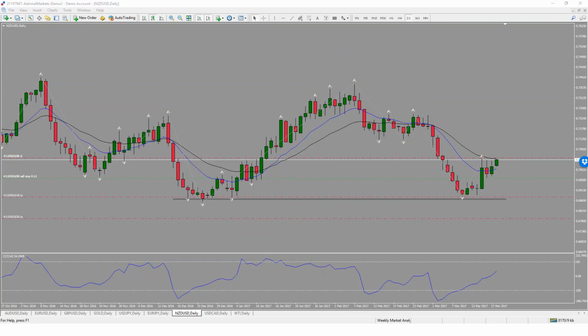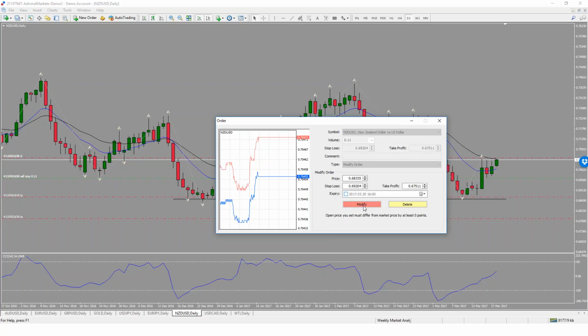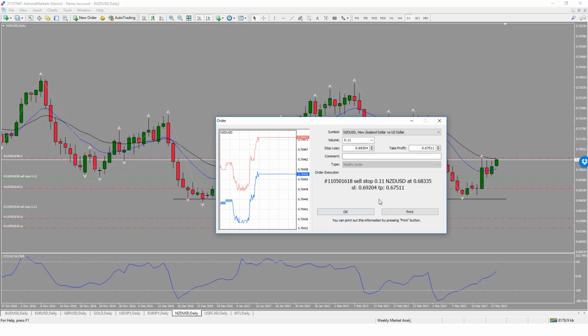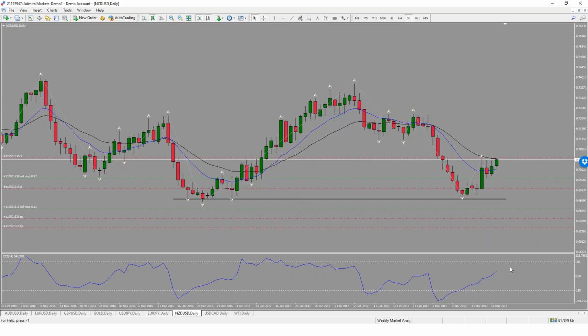So if I want to modify the order, there's a couple of ways you can do it. I can physically grab the line and move it wherever I like, up and down. If I move it down here somewhere, I will get a little window that pops up that says modify it. If I click modify, I've just modified the order. So that's physically how I do it.